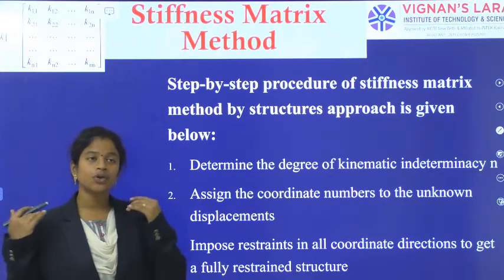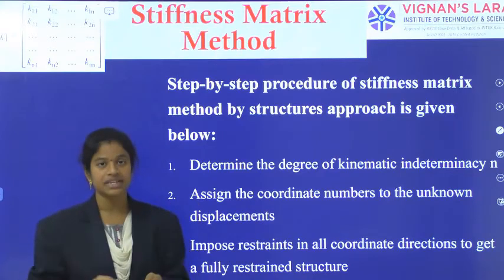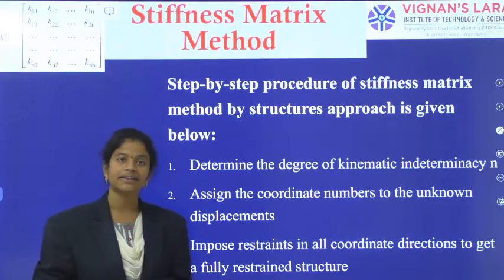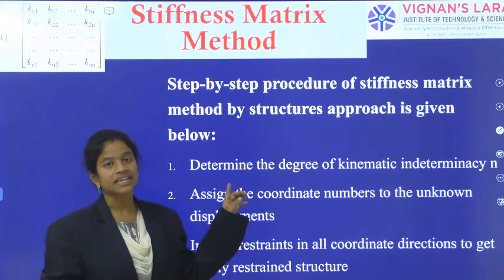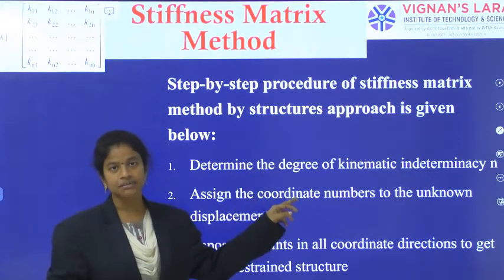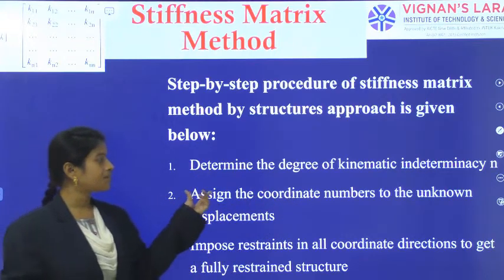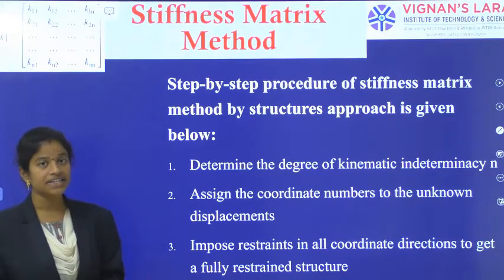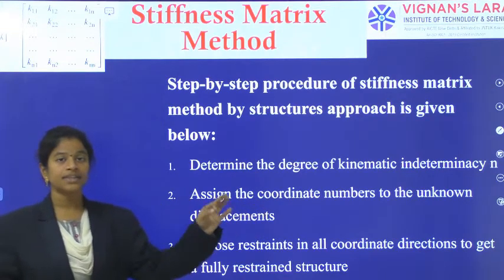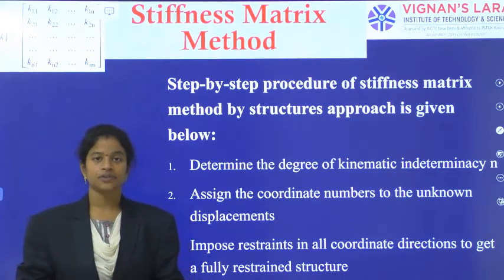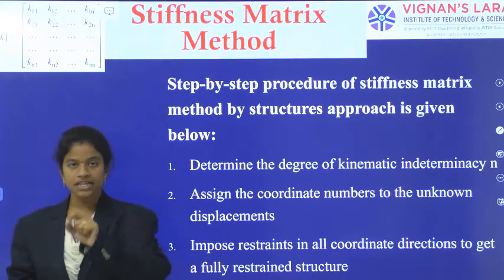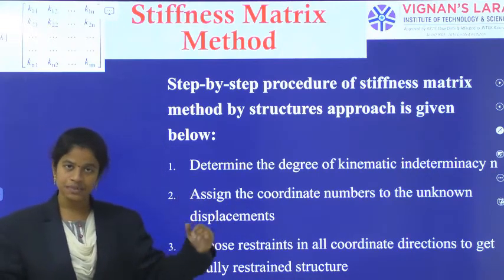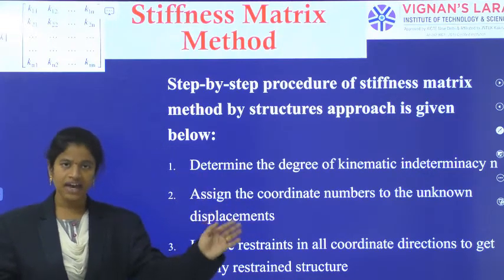Once you know how many degrees of freedom there are, you can think in these ways I need to calculate the displacements. So the degree of freedom or degree of kinematic indeterminacy n will be calculated, and then assign the coordinate numbers to the unknown displacements. For those unknown displacements, I have to give the coordinate numbers 1, 2, 3, 4 like that, whether it is a displacement or a rotation.